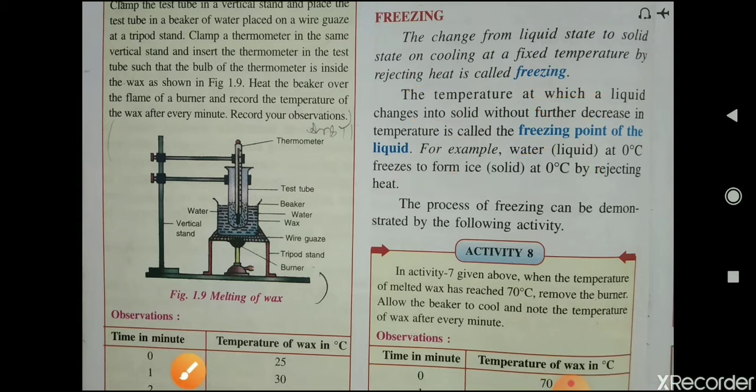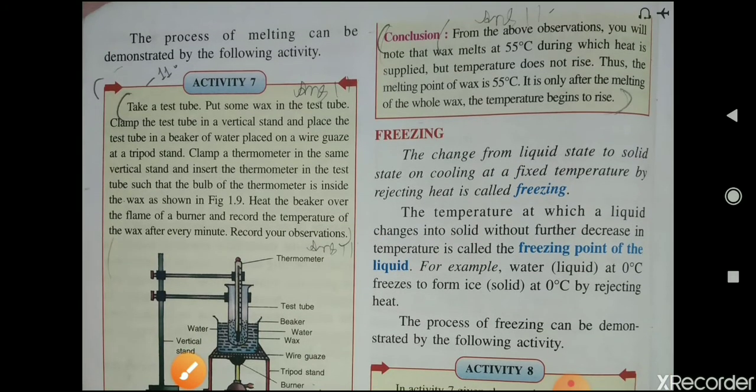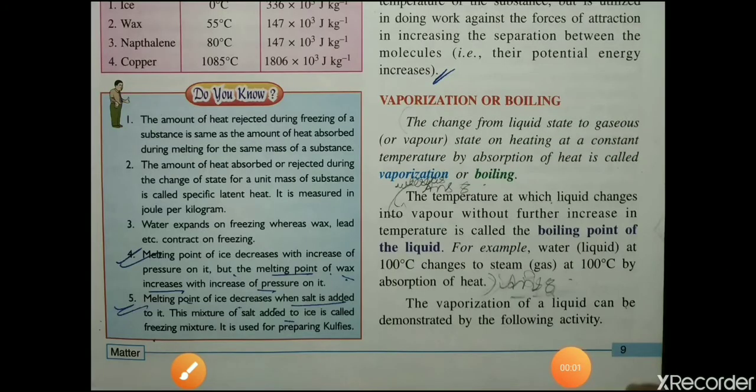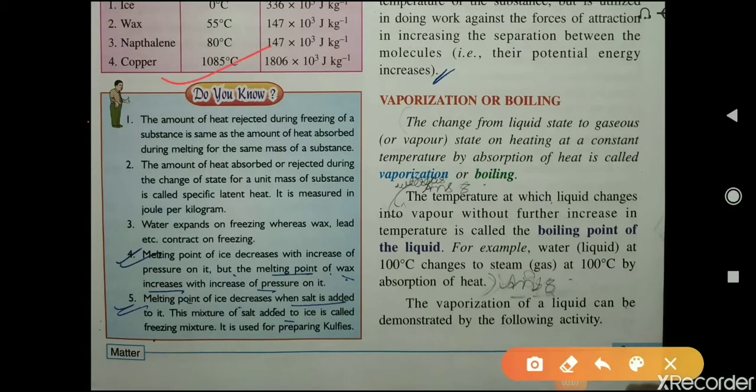Okay, this is freezing. Now, do you know, the amount of heat rejected during freezing of a substance is the same as the amount of heat absorbed during melting for the same mass of a substance. Second, the amount of heat absorbed or rejected during the change of state for a unit mass of substance is called the specific latent heat, and it is measured in joule per kilogram.